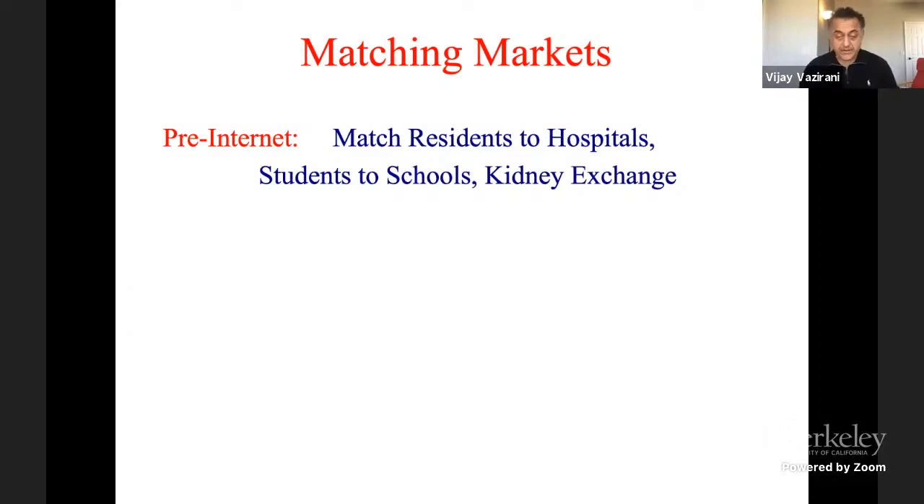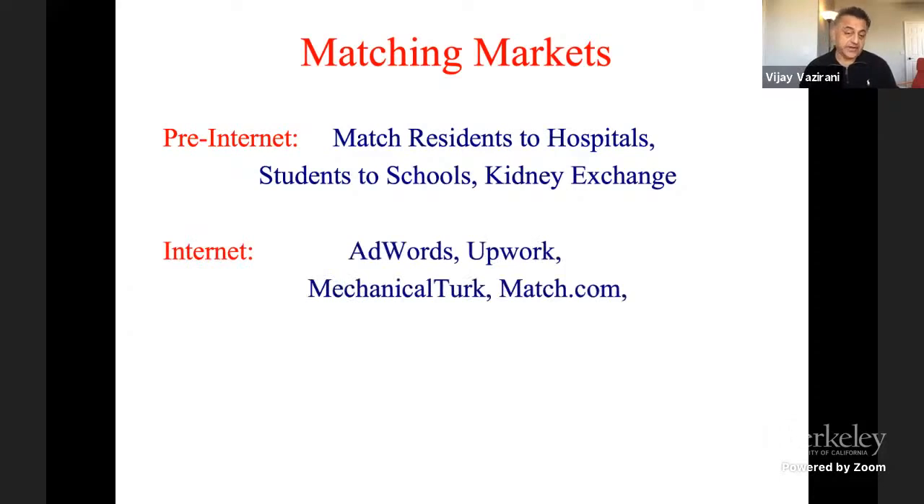And then what happened was these computer science revolutions of the internet, which gave rise to the AdWords market, which almost entirely funds Google's massive expenses, their free search, Gmail, YouTube, everything. Upwork, which matches workers to jobs. Mechanical Turk is similar. Match.com does the traditional matching of men and women.